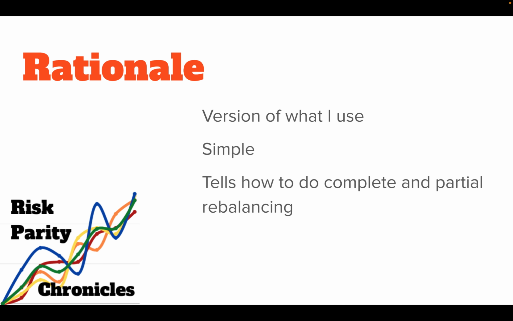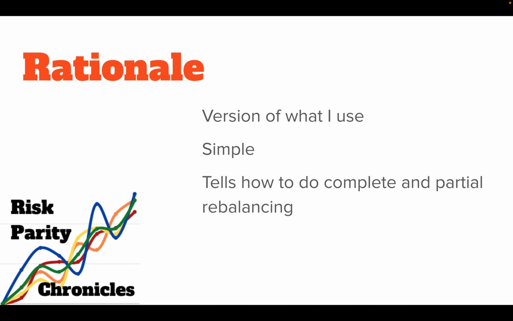One of the advantages of this spreadsheet is that it tells you how to do both a complete and a partial rebalancing. A complete rebalancing is once you've made the decision to rebalance, you're rebalancing all of the assets in your portfolio to get them back to the original allocations. And a partial one is where you're just buying or selling those assets that are either too high or too low.